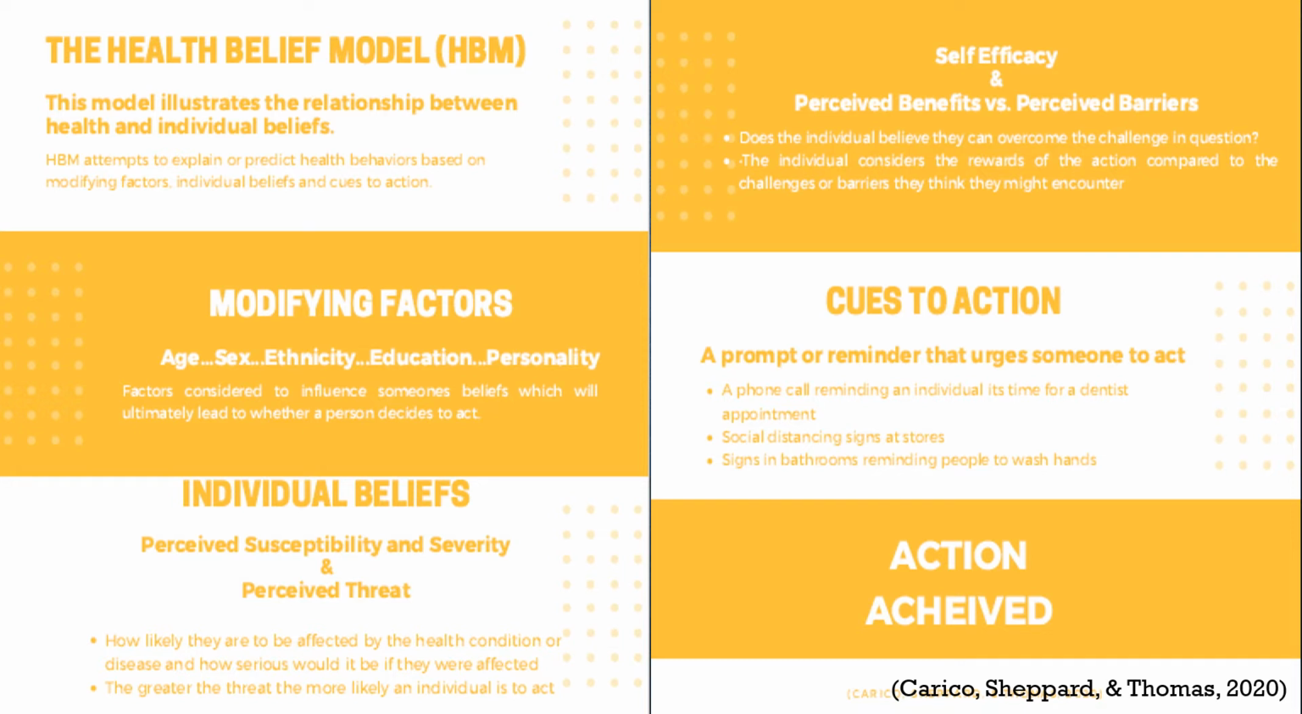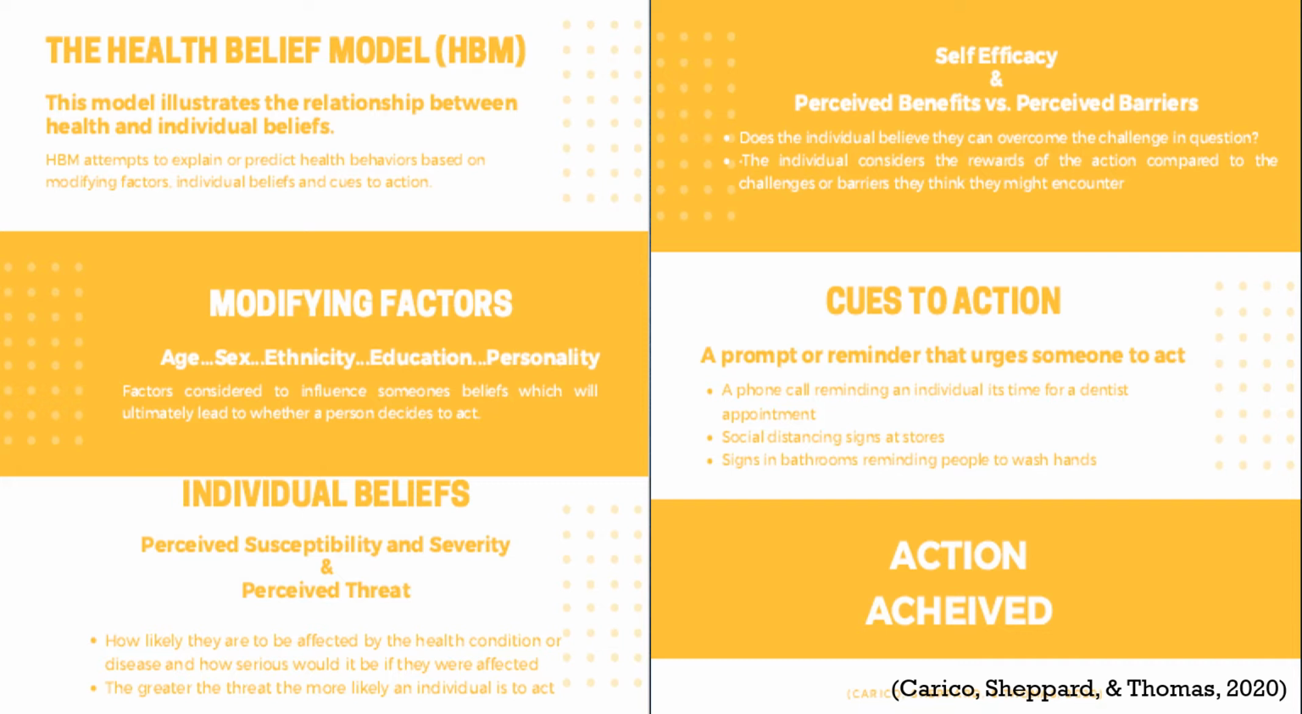Now, one of the major constructs of this model is individual beliefs. That includes perceived susceptibility and perceived severity, which are how likely someone is to be affected by the health condition, meaning susceptibility, or how serious it would be if they were affected, meaning severity. Now, these both are thought to make up the greater concept of perceived threat, and the greater the threat is, the more likely the individual is to act.